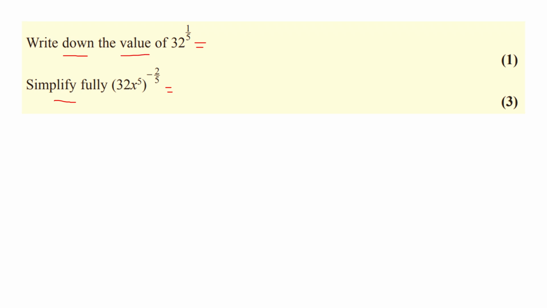So we've got two questions on the board. Pause it to have a quick go at it. Give it your best attempt, show your full workings and then press play to see my answer and my justification as I'm doing the problem. So this first part, write down the value of 32 to the power of a fifth.